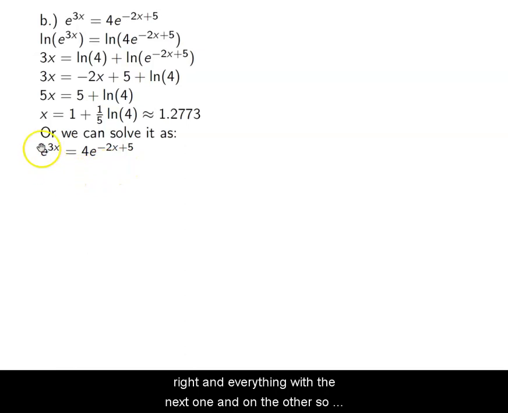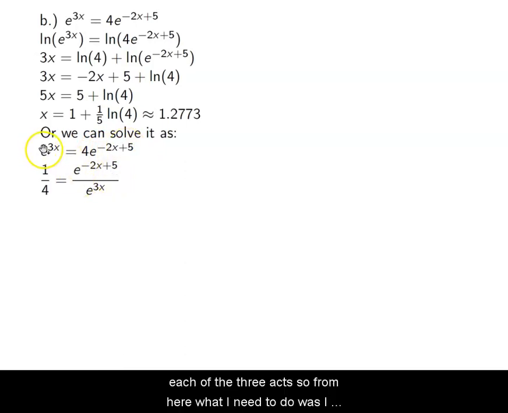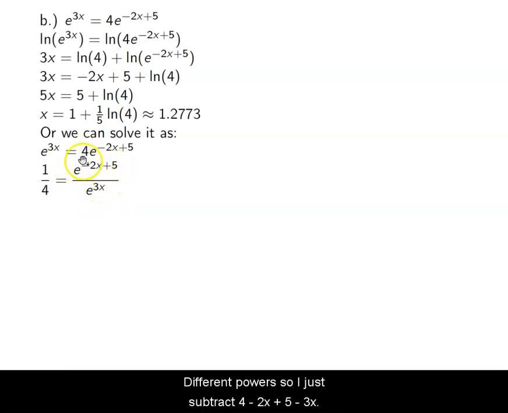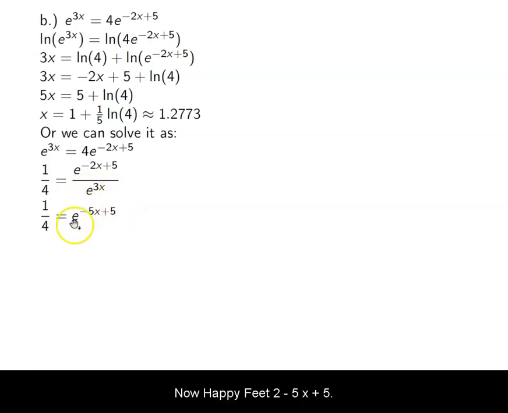So I'll also divide by 4. So this will become 1/4. And this side will just be e to the negative 2x plus 5 divided by e to the 3x. So from here, what I need to do is simplify this. I have the same base, different powers. So I just subtract these two: negative 2x plus 5 minus 3x. Okay, so now I have e to the negative 5x plus 5.